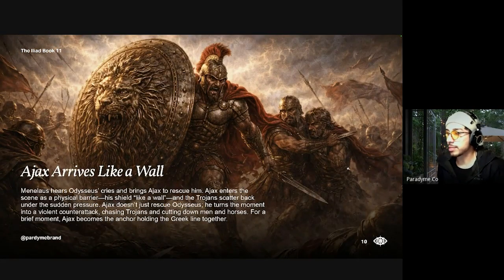Ajax arrives like a wall. Menelaus hears Odysseus's cries and brings Ajax to rescue him. Ajax enters the scene as a physical barrier, his shield like a wall, and the Trojans scatter back under the sudden pressure. Ajax doesn't just rescue Odysseus, he turns the moment into a violent counterattack, chasing Trojans and cutting down men and horses. For a brief moment, Ajax becomes the anchor holding the Greek line together.